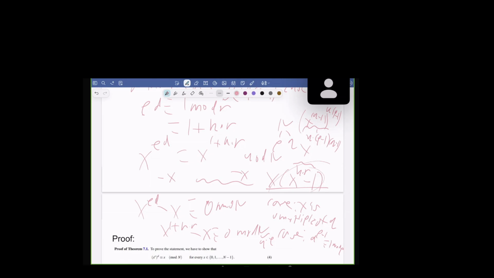And so since we got 1 here, can you guys see this, by the way? I know it's super small. Can you guys see it while I'm writing down?